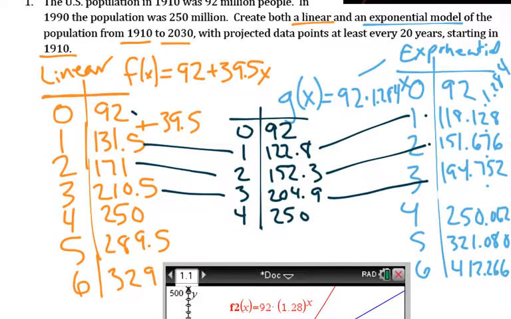So most likely, the population in 2030 should be closer to 412 million. And that's an interesting question. Since we have 321, let me take a look at what the U.S. population was in 2010 and see if that matched closely. It said 309.3 million is what it was. So, yeah, getting pretty close there.